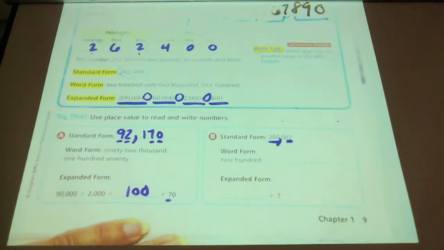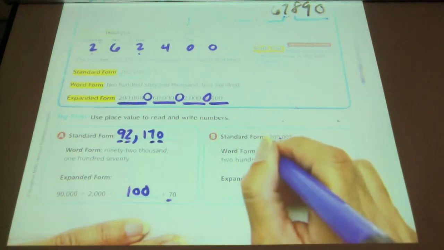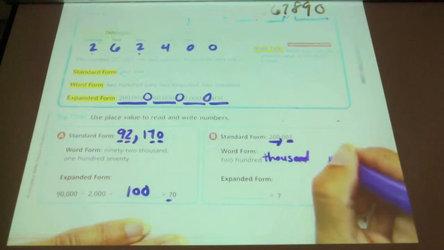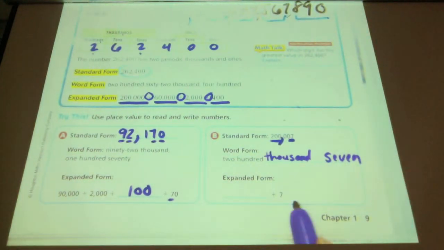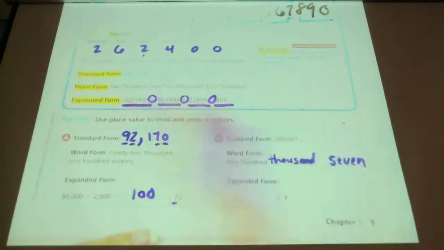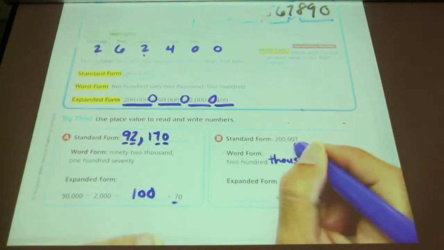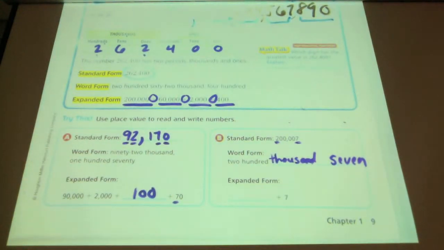200,007. That was pretty easy. So it tells me right here already 200. I'm going to write 1,000, comma, 7. That's all that I have to write down. Now when I write in an expanded form, all the zeros, I don't need to write anything for those. I've got the value of the 7 already. I need to do the value of the 2. Raise your hand if you can tell me what the value of that 2 is.